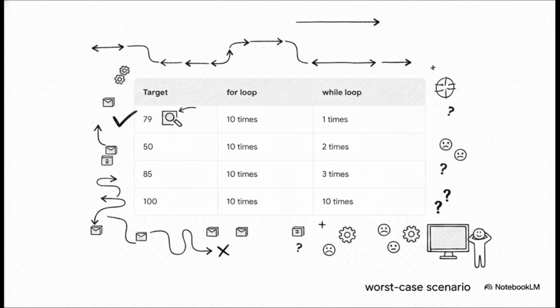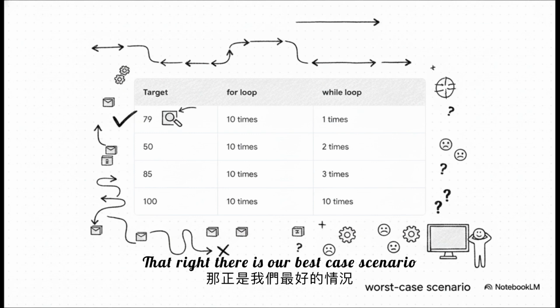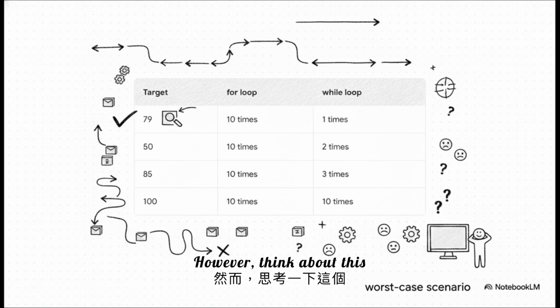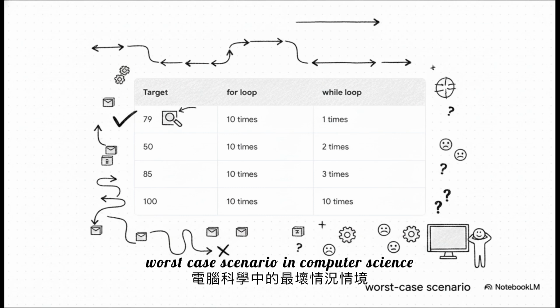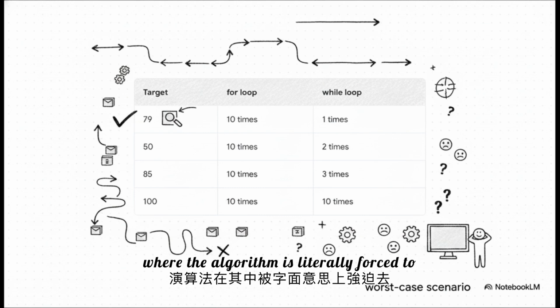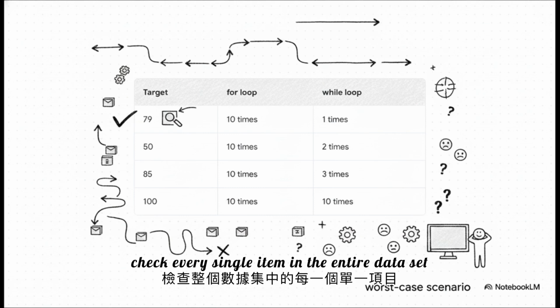But the new while loop runs exactly 1 time. That right there is our best case scenario. However, think about this. If our target is 100 and it doesn't even exist in the list, both loops are going to run 10 times. This perfectly introduces us to the dreaded worst case scenario in computer science, where the algorithm is literally forced to check every single item in the entire dataset.